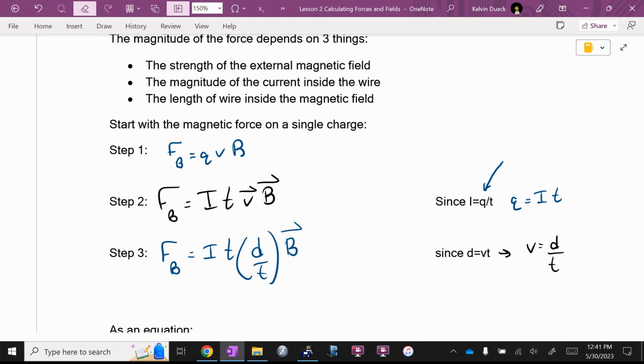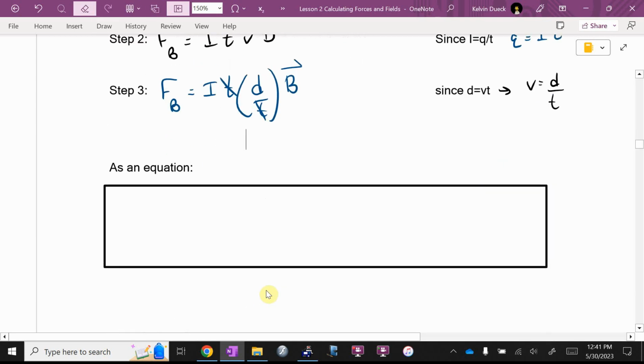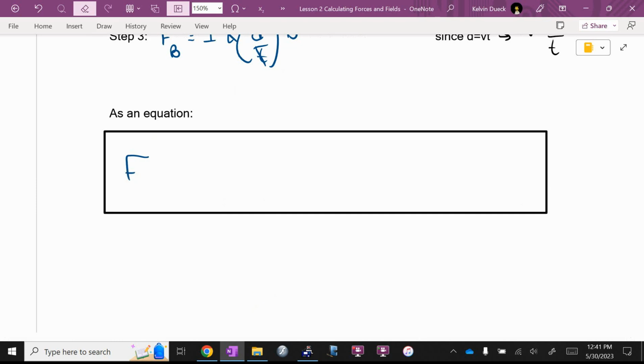Just pick up from where we are. Ooh, Emily, what happens to the T's? It's current, I, times D, actually length of wire, times B, magnetic field, which is what I said the three things it depended on. We don't write it like this as an equation. How did I write it on your formula sheet as an equation? Find me the one that has a B and an I and an L in it. Did I write it as Bill? Did I write it as BIL? It should be right next to the QVB one, I think.